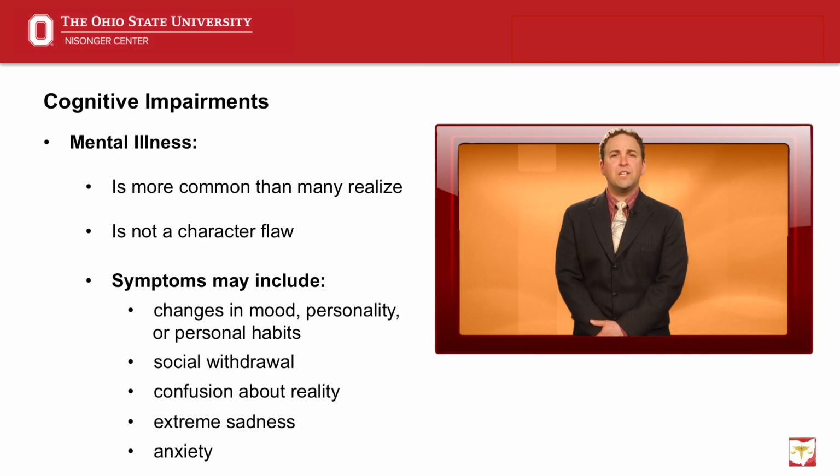In particular, people with mental illness face a great deal of social stigma, yet mental illness is more common than many realize. In 2009, almost 20% of American adults had a mental illness, which can involve such symptoms as changes in mood, personality or personal habits, social withdrawal, confusion about reality, extreme sadness, or anxiety. Keep in mind that mental illnesses are simply illnesses of the brain, just like any other type of physical illness. A mental illness does not reflect a character flaw on the part of the individual, nor does it indicate a deficit in intelligence or a propensity for violence.